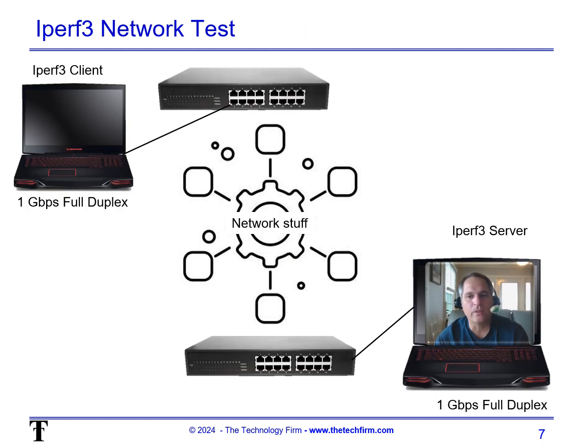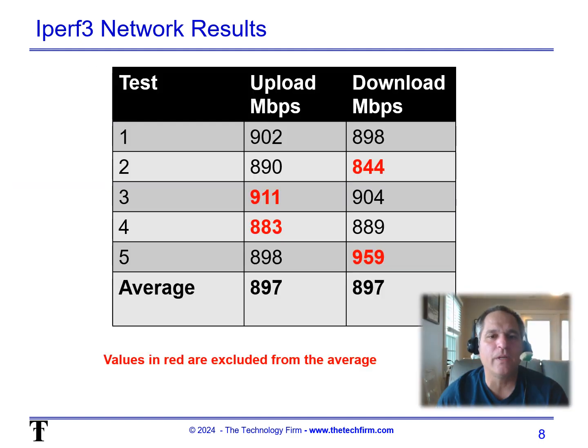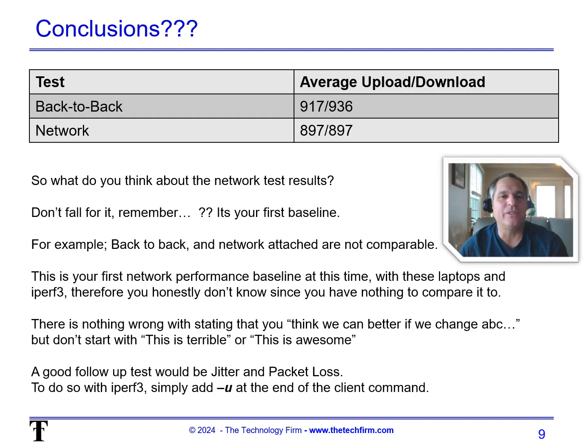Then you plug it into the network. As you can see, I left this very ambiguous on purpose. I don't care what's in the middle of it. It could be on the same switch, different VLANs, through firewalls, routers, don't care. As long as we can get to the device, awesome. With iPerf3, we can even change the port number. If we have to squeak through on a well-known port number, we can do that as well. And off we go to the races. So through the network, we got 897 and 897, believe it or not. Go figure that out, huh? So conclusions: back to back, 917 up, 936 down, and through the network, 897 up and 897 down.